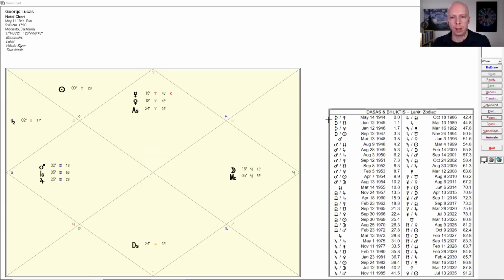Okay. So yeah, this is the basis of the calculation, and it means that if you live a relatively long life, up to 120 years, you'll go through all 7 of the visible planets plus the North Node and the South Node at some point as a general period in your life.